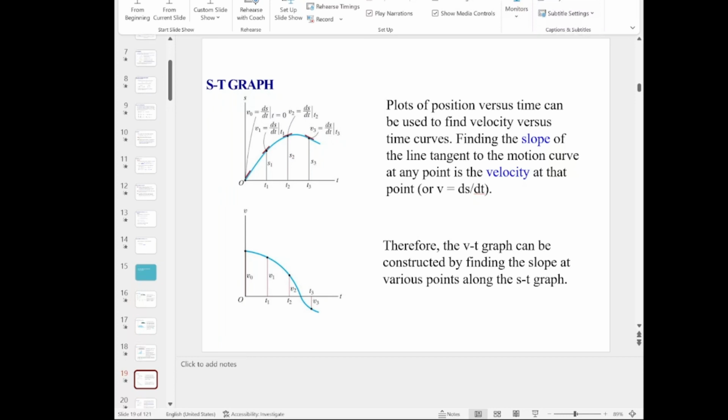So from what you saw here, you can use that to plot out the velocity versus time function. Okay, and this just gives you an example of this one.